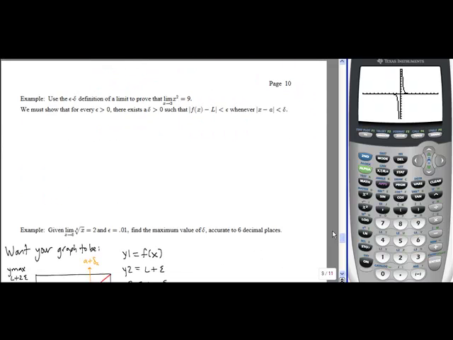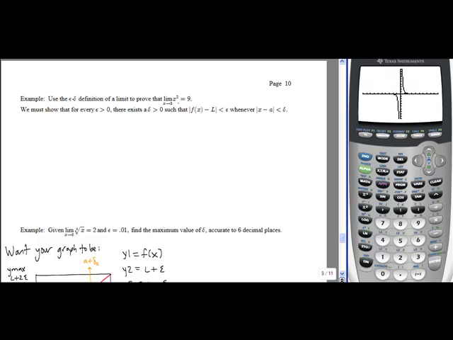Okay, let's try another example. And there's more examples like these in your textbook. They do take some getting used to, so if you need to see more examples, remember to look in your book. This next one says, use the epsilon delta definition of a limit to prove that the limit of x squared as x approaches 3 is equal to 9.